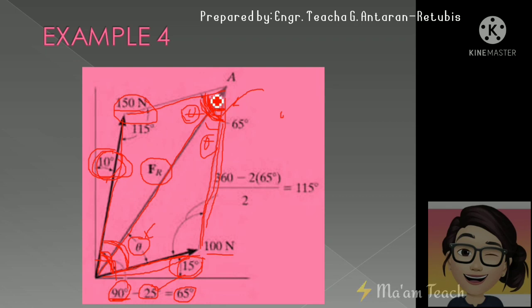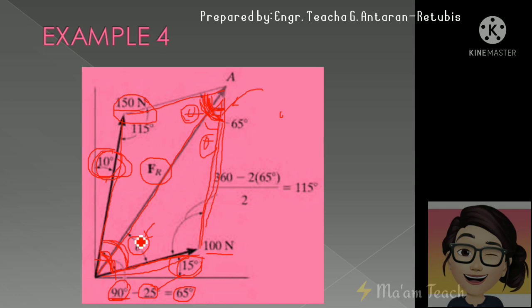Can you follow? Now, our target is this angle here. In order for us to apply the law of sines, we need two angles, or pwede rin na two sides, one angle, pwede rin yun, or two angles, one side. So what we will solve here is this one, this angle here. So what is this value?